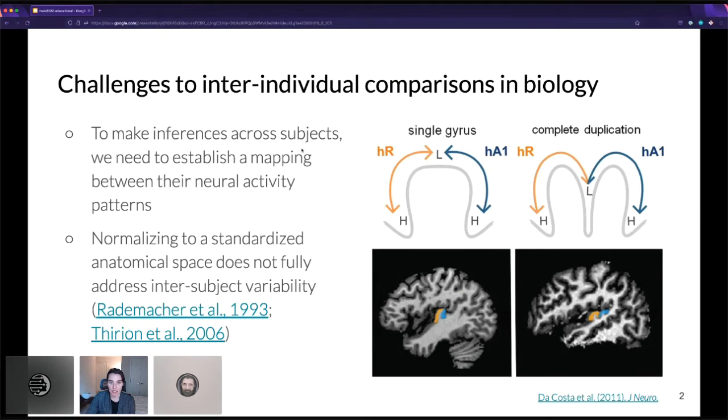So for example, this is a really nice illustration of one particular brain region, though there are many others we could call out, known as Heschl's gyrus. And within Heschl's gyrus, you see that depending on the particular individual you're looking at, this can present as a single gyrus, hence the name, or it can actually present as a completely duplicated gyrus. And it's not clear how to establish a mapping between these two different kinds of anatomy, right? There's no consensus. You wouldn't necessarily say, okay, everyone gets a half gyrus, right? So how could we make comparisons here?